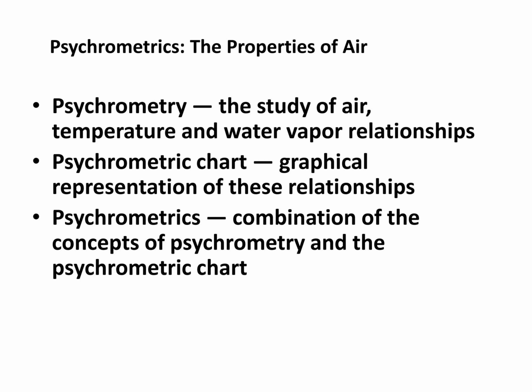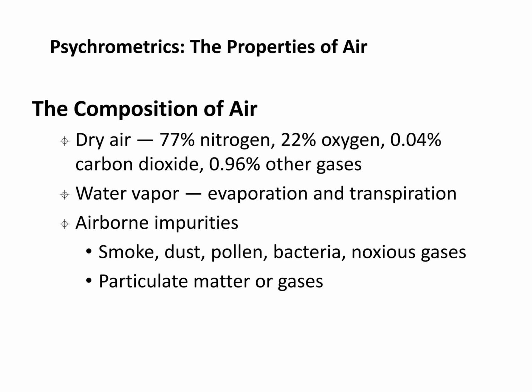Let's start. Psychrometry is the study of the air temperature and water vapor relationship, and a psychrometric chart is the graphical representation of these relationships. Psychrometrics is the combination of the concept of psychrometry and the psychrometric chart. So we can easily understand that it usually deals with air temperature, air pressure, and air humidity. First of all, you need to learn the properties of air.